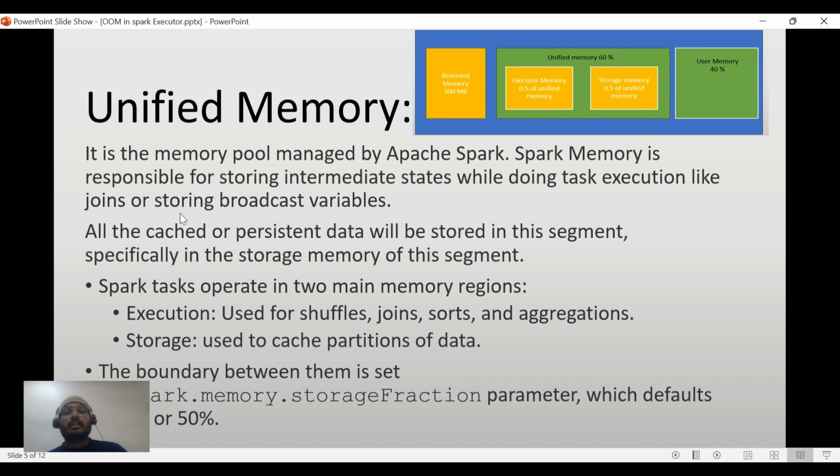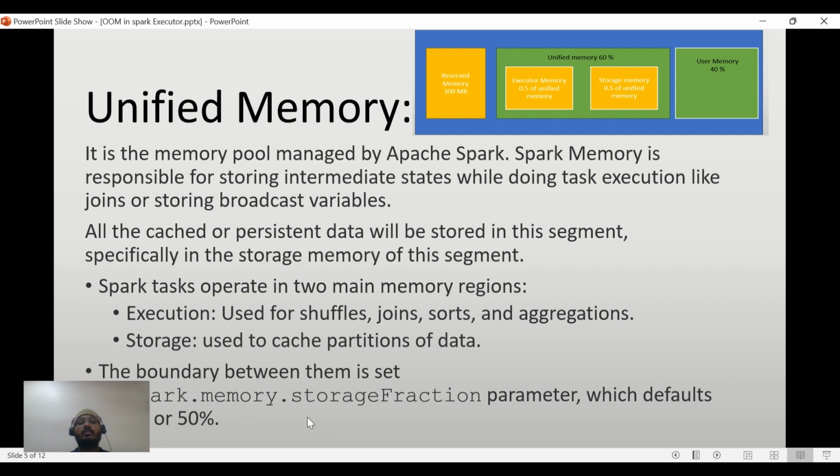So let's discuss what data is stored. Spark memory is responsible for storing intermediate states while doing task execution, like a join, or storing broadcast variables, right? Then all the cache and persistent data that we send will be stored in the storage memory of the unified memory segment. Spark tasks use two memory regions. In the execution region, Spark holds data for shuffling, join, sort, and aggregation, all the execution related data. And the storage is whatever data we cache into the Spark memory, it will be managing that, right?